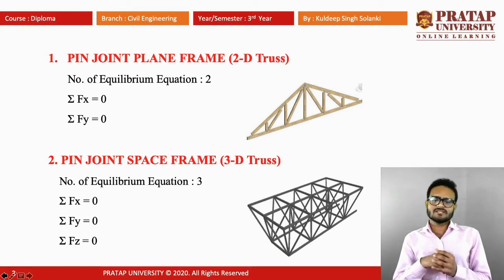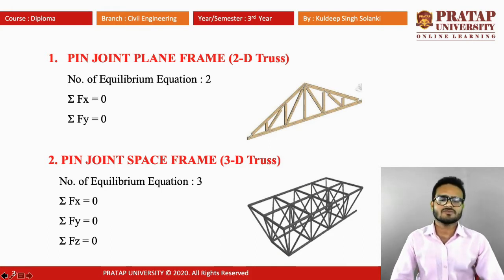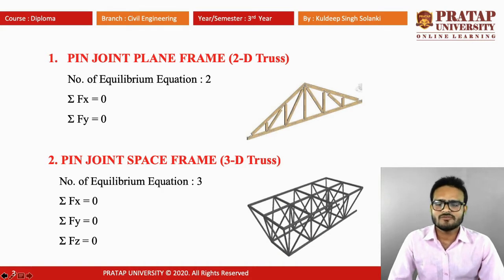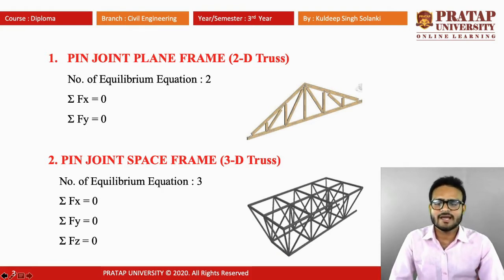In case of 3D structure, the number of equilibrium equations is equal to 3. The first is Fx. Summation of forces in x direction is equal to 0, summation of forces in y direction is 0, and summation in z direction is equal to 0. It means net forces in x, y and z direction are equal to 0.